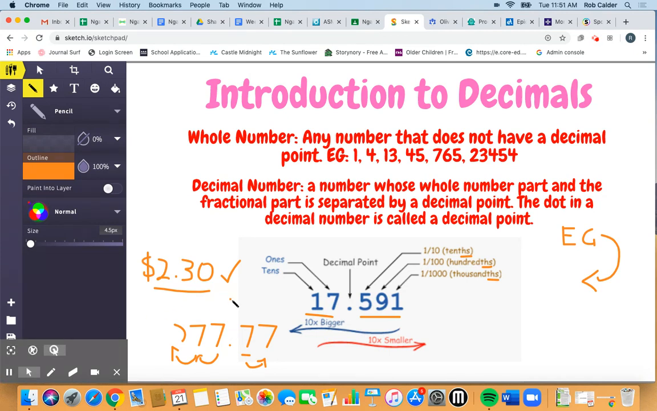So just as a quick recap, as I know I've raced through that, a decimal number is made up of part whole number and part fractional number. So a good example of that is we've got our $2 is a full amount and our 30 cents is not a whole dollar, so we add it on as only part of a dollar.